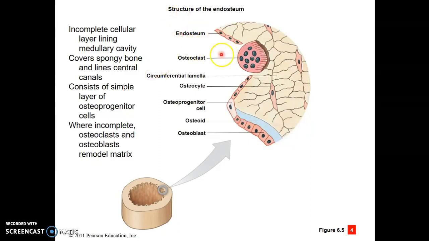This is the endosteum, which is lining the medullary cavity. It is a single layer of osteoprogenitor cells. So here's our osteoprogenitor cell. And remember, osteoclasts are bone-destroying cells. An osteocyte is a mature cell in the hardened bone. And an osteoblast is a bone-building, blast for building, cell.